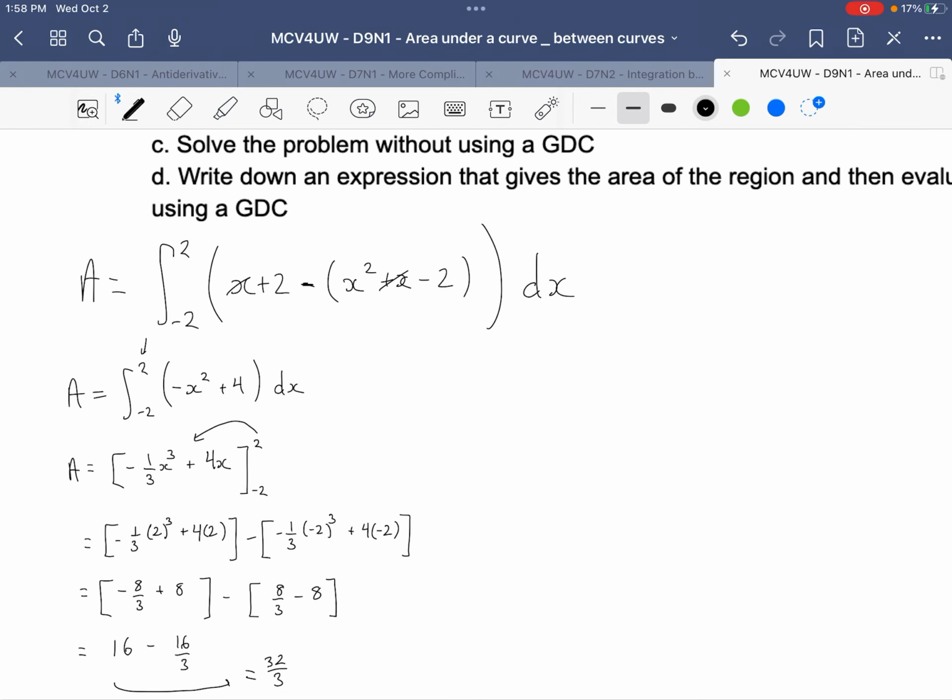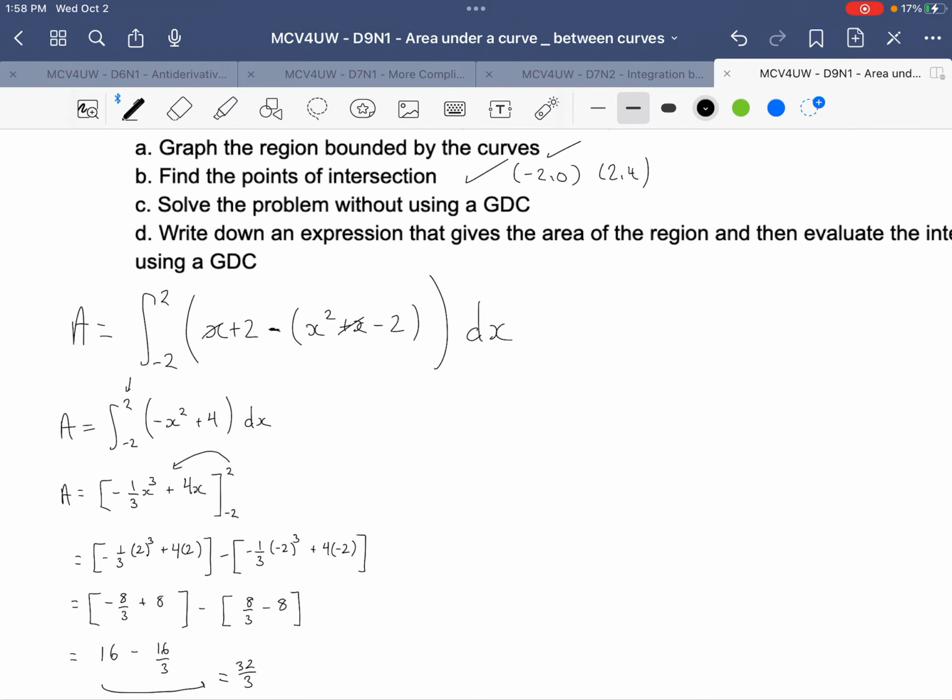Okay. Now, if we want to do this on our GDC, it would be the exact same process. We'll show you how to do this in class. You go to our GDC, to the integral function, put in our bounds, write in our function, and we would have our answer right off the bat. All right, let's do another example here.